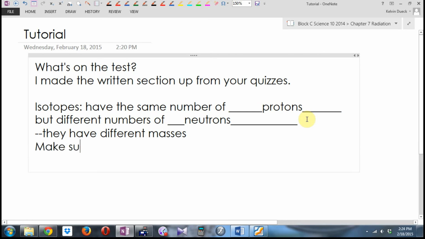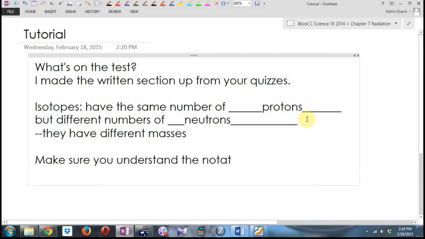Make sure you understand the notation. What have we said for the notation?